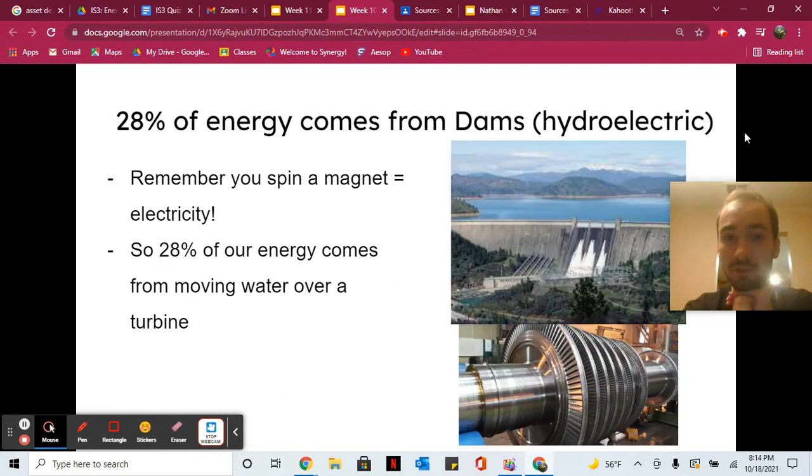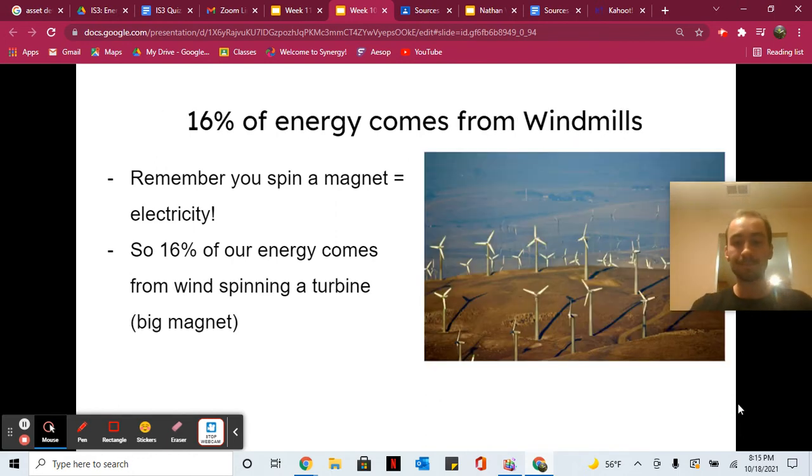28% of our electricity comes from dams, otherwise known as hydroelectric power. So remember, spinning gets electricity. So instead of burning things and getting the steam to spin a turbine, this way we just run water over it in a dam to get it to spin. And that's how we get electricity with dams. And that's a big chunk of our energy right there. It comes from all these man-made dams. This one's in Mount Shasta in Northern California.